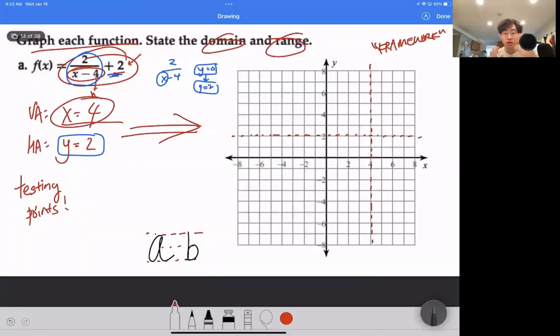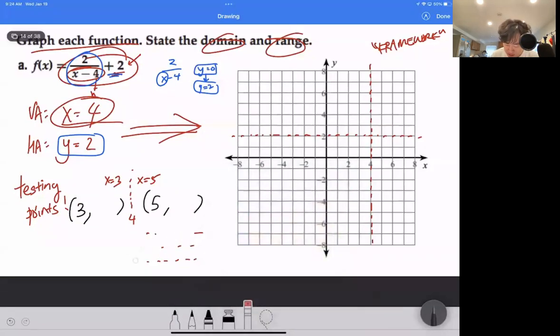I want to pick one that's on the left side of the vertical asymptote and one on the right-hand side of the vertical asymptote. So the vertical asymptote is x is equal to 4. So can I plug in x is equal to 3 and x equal to 5, the ones that are right next to it? Why, sure, I can. So I'm going to plug in x as 3. What is the y value going to be? I'm going to plug in 5 for x, and what's the y value going to be?